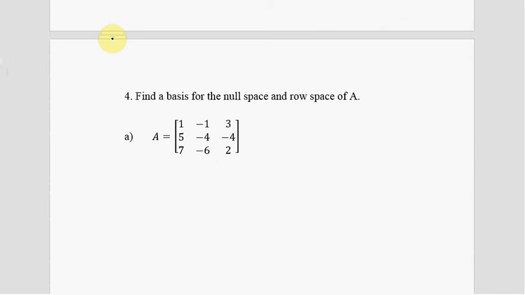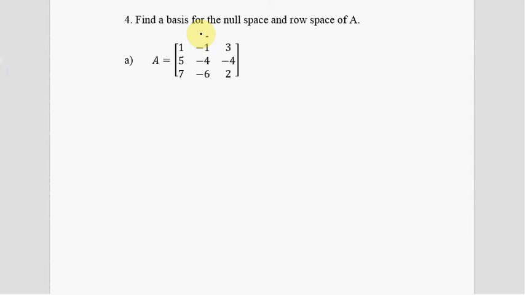Here's what I want to get to here. Find a basis for the null space and the row space for A. Now what we're going to do for this one is reduce this on my graphing calculator. So this is reduced to 1, 0, negative 16, 0, 1, negative 19, and 0, 0, 0.